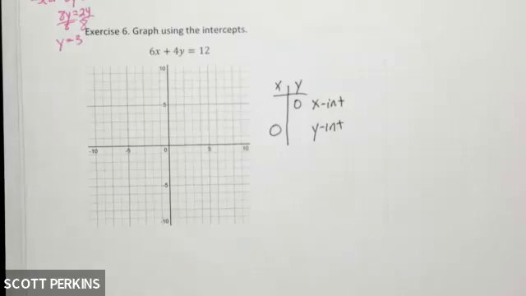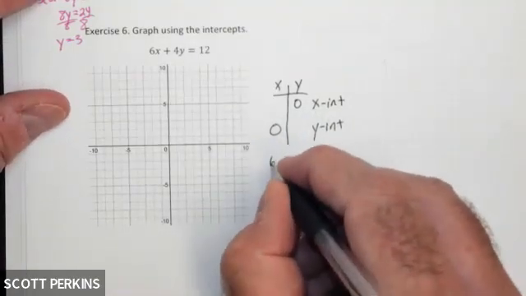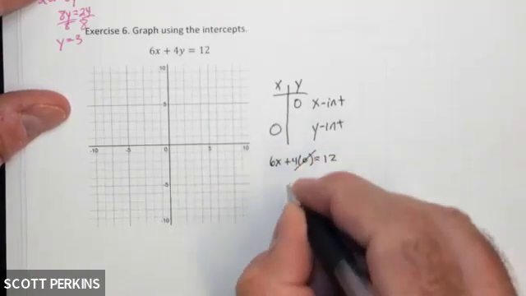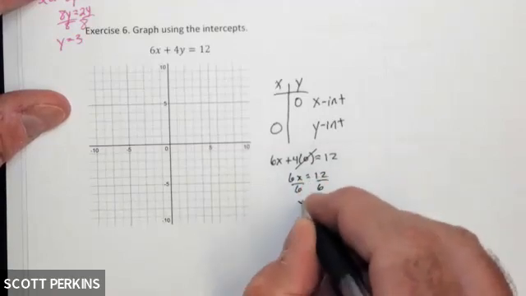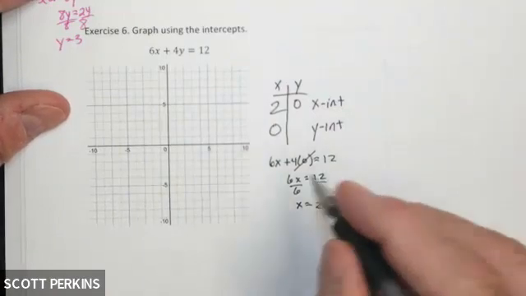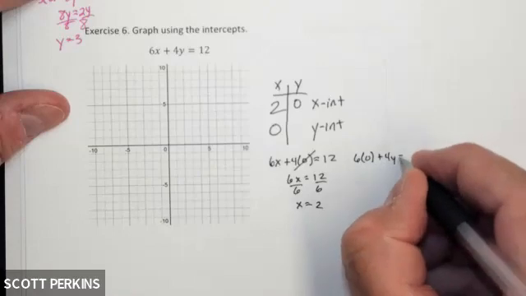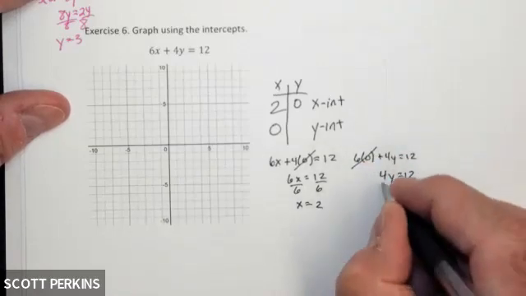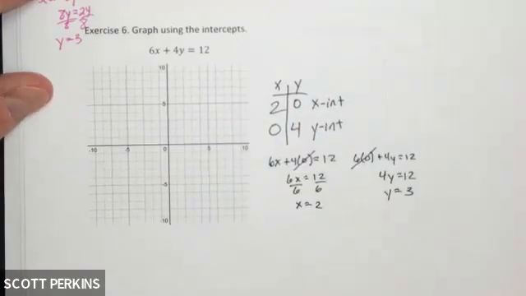All right, so again, I'm going to get started. So when I plug in 0 for y, in order to find my x-intercept, I get 6x plus 4 times 0 is 12. That becomes 6x equals 12. And so you all probably have written on your paper that x is 2. And then the same thing, I'm going to plug in 0 for x in order to get the y-intercept. So that becomes 4y equals 12. So the y value is equal to 3. So there we go. So 2, 0 and 0, 4.